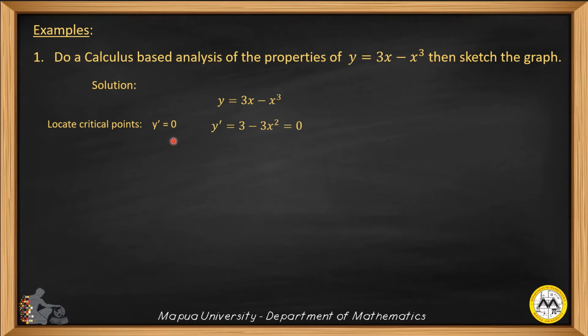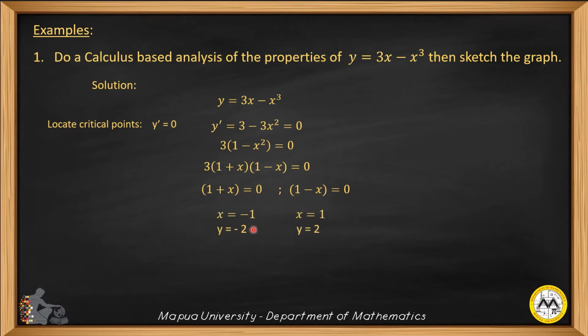So with y prime equal to 3 minus 3x squared, equating that to 0 will now give us 3 times 1 minus x squared is 0. Or in terms of the product, we have 3 times 1 plus x times 1 minus x equal to 0, which is now used as basis for determining x values for which the product is 0. So the product is 0 when at least one of the factors 1 plus x or 1 minus x is 0. And this will be so at x values of negative 1 and x equal to positive 1.